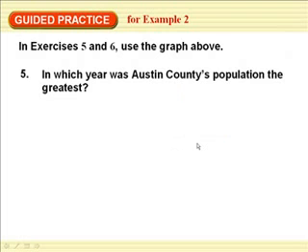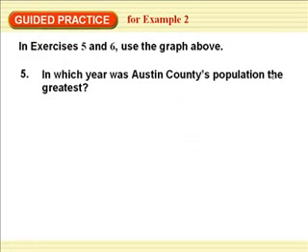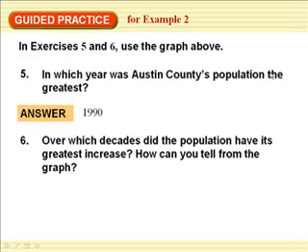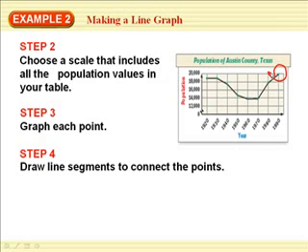In which year was Austin County population the greatest? So if we go back, the greatest means which one has the highest point, and right there, so 1990 was the greatest. And over which decades did the population have the greatest increase? How can you tell from the graph? So if we go back to the graph, the greatest increase would be, where is the line the steepest between 2 points? It's got to go up. Here, notice it stayed the same. Here it went down, went down, went down, stayed the same. Here it went up, and here between these two went up.